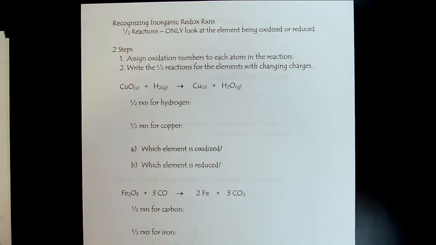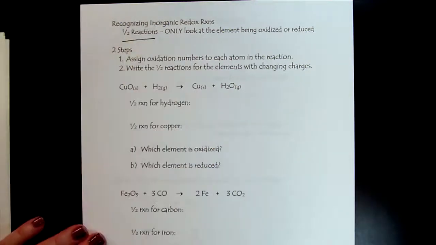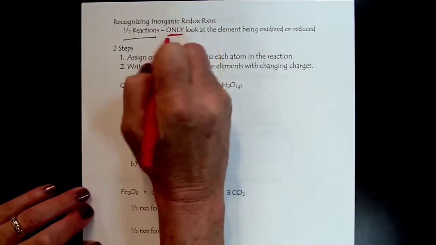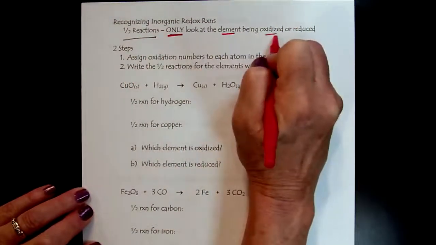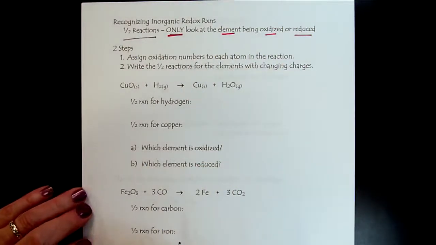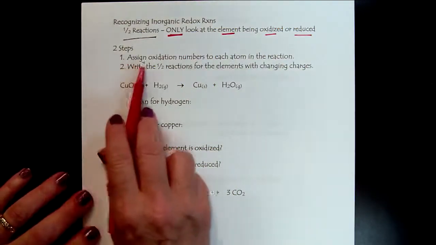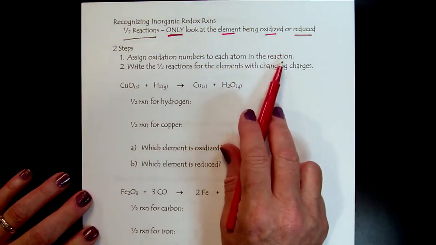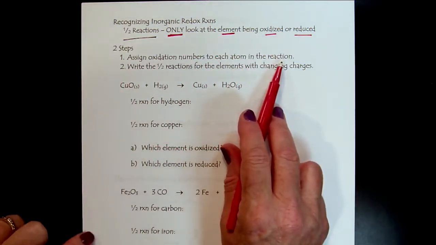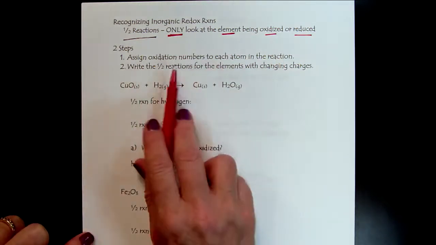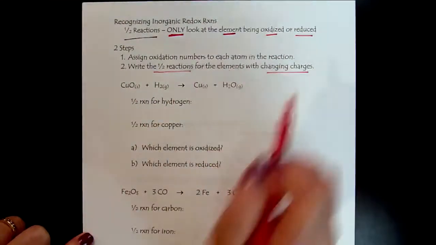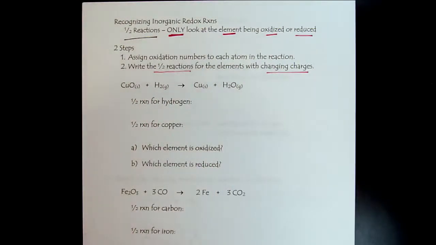To help us recognize which elements are being oxidized and which elements are being reduced in a reaction, half reactions are going to be very helpful. And the key to half reactions is that half reactions only look at the element that's being oxidized or reduced. So step 1 will be to assign the oxidation numbers to each atom in the reaction, just like we practiced on the previous page. Then we'll look for changes in the oxidation number and write the half reactions for those elements. All right, let's practice this together.